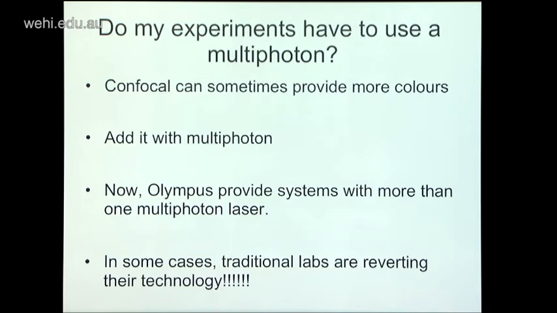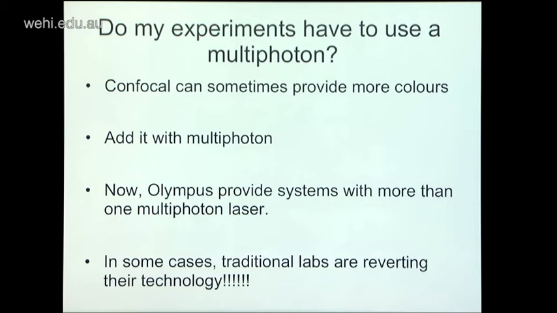And why would you revert away from multiphoton technology when I've just told you it's so brilliant in some situations? The thing there is sometimes people need speed, and sometimes people don't need depth. So what some people are now doing is they will have a traditional confocal spinning disk system, which was developed a long time ago and always had the advantage that it's extremely fast when we collect data.